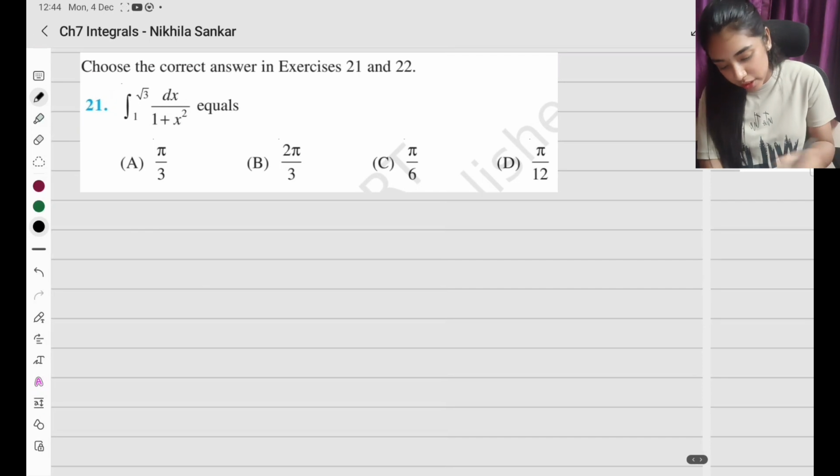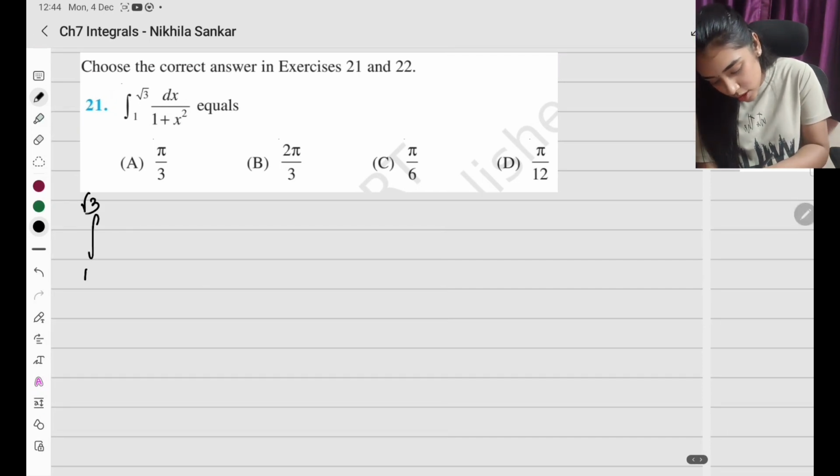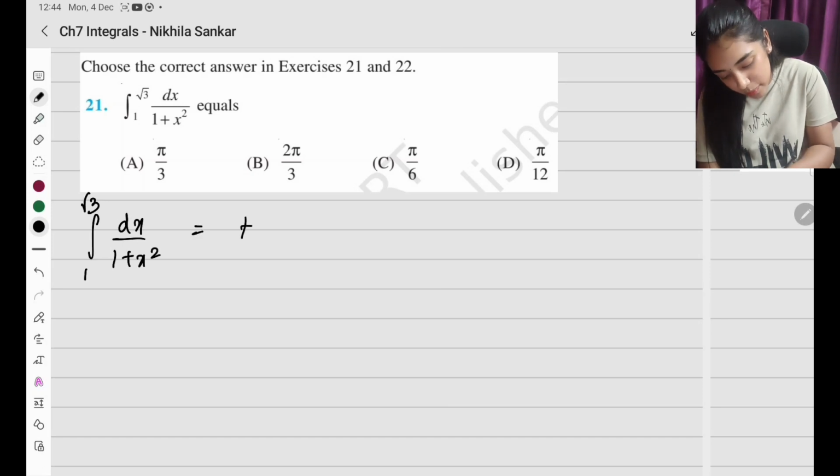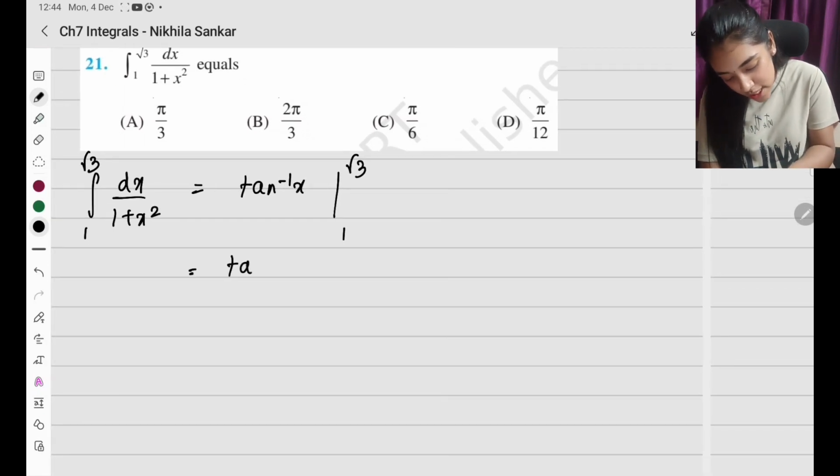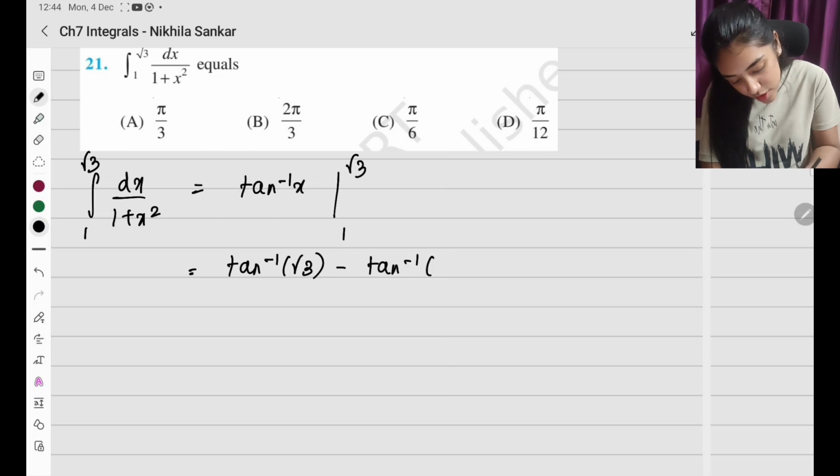Question number 21. This is very simple. You have the integral from 1 to root 3 of dx divided by 1 plus x square. The integral of dx divided by 1 plus x square is going to be tan inverse of x, and your limit is going to be 1 to root 3. So when I substitute the values, it is tan inverse of root 3, the upper limit, minus tan inverse of the lower limit.